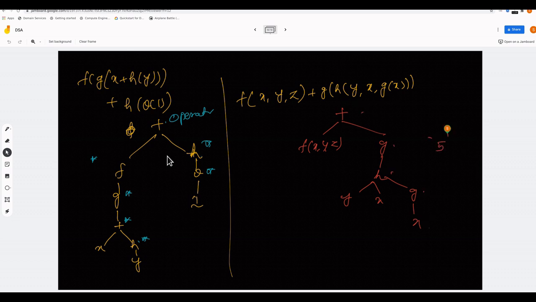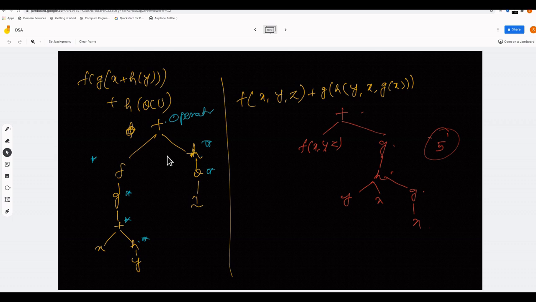So 1, 2, 3, 4, 5. Oh sorry, 5, right? I just left out the leaves, so I only counted the operands. So the depth is 5. That's right. Okay, so one last problem, and this is truly the last.